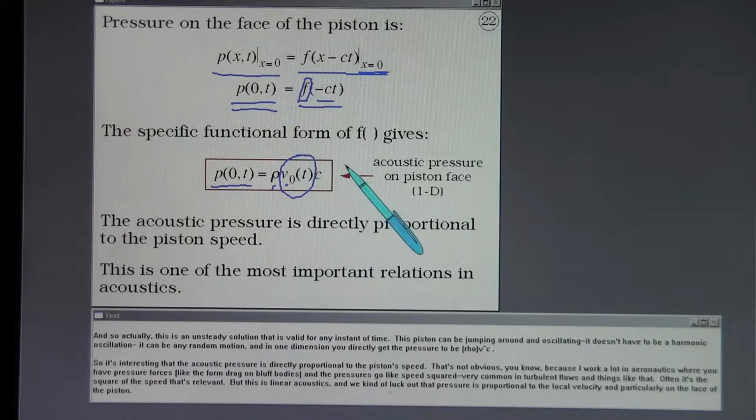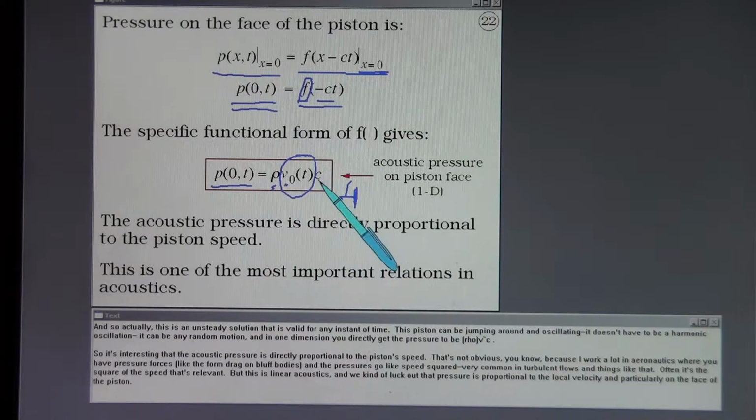This piston can be jumping around and oscillating. It doesn't have to be a harmonic oscillation. It can be any random motion, and in one dimension you directly get the pressure to be rho Vc. So it's interesting that the acoustic pressure is directly proportional to the piston speed.